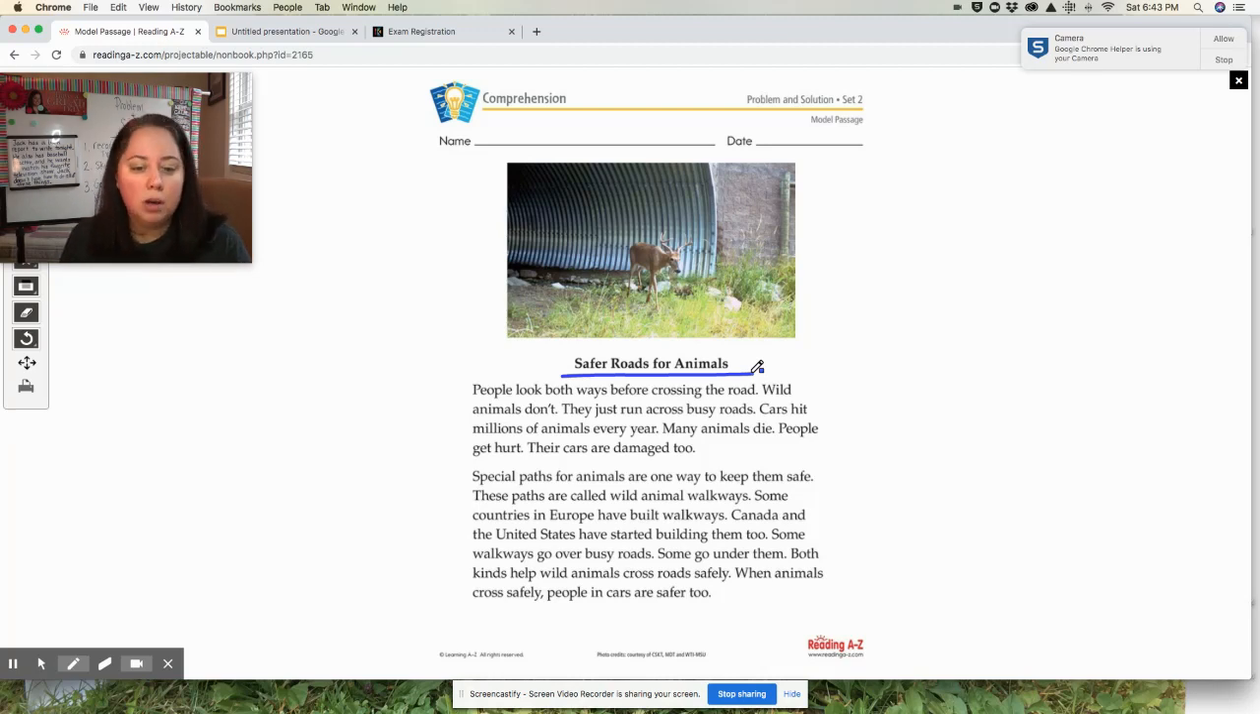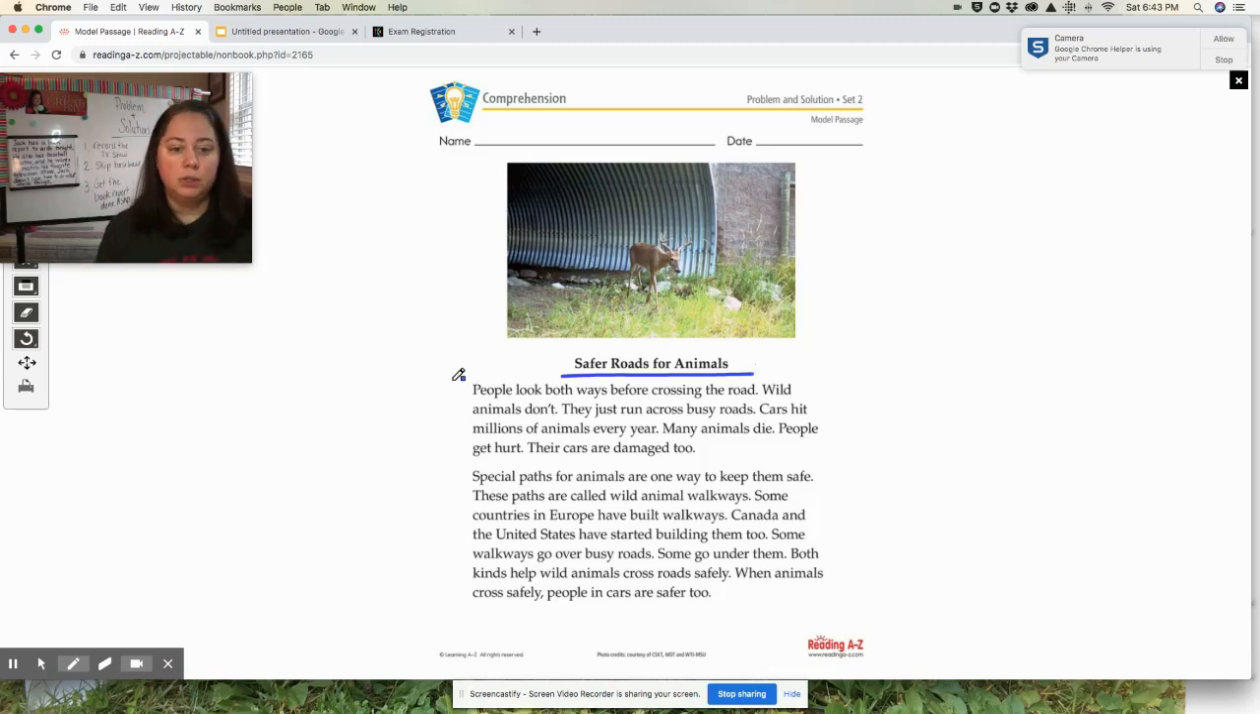People look both ways before crossing the road. Wild animals don't. They just run across busy roads. Cars hit millions of animals every year. Many animals die. People get hurt. The cars are damaged too.